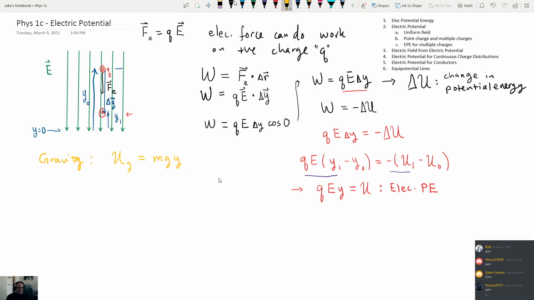Now, the only reason elevation shows up in this case is because I designed this particular setup to look exactly like the gravitational field of Earth, right? This electric field, which points downwards, is similar to the gravitational field of Earth, right? So really, this is only the electric potential energy for a uniform field. That's a bad color.